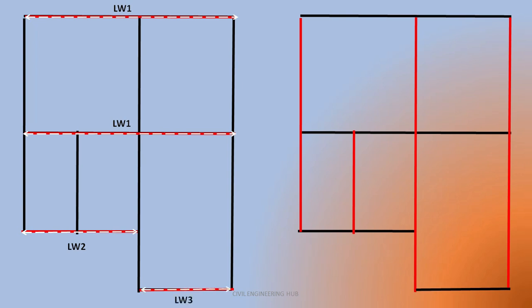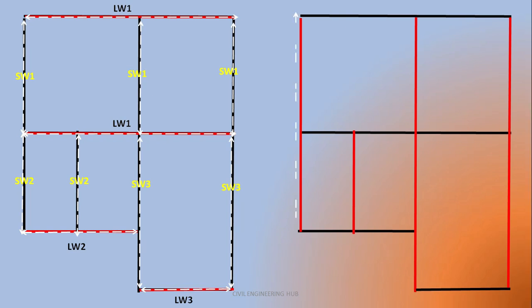Now there is no horizontal wall left in this structure, so we can move towards the short walls. There are three walls having the same length, so we can label them as short wall 1. These two walls also have the same length, so we can label them as short wall 2.